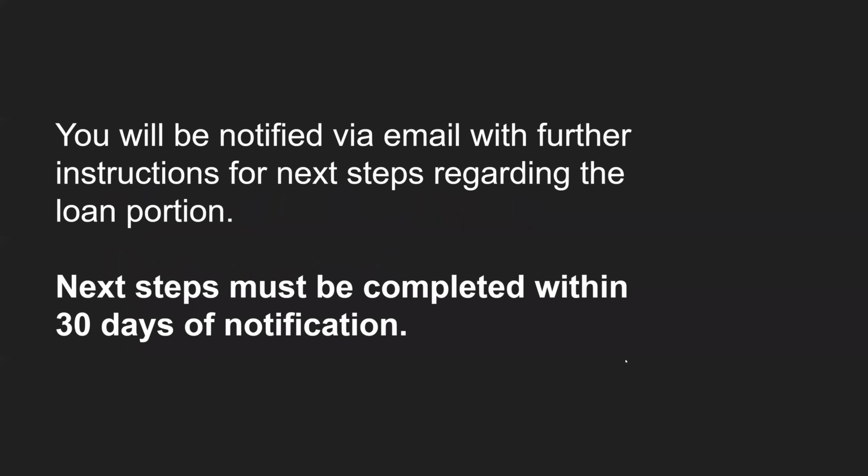Loan eligibility will be determined by the Small Business Administration based on your application submitted and how you completed your application. You will be notified via email with further instructions for the next step once your loan eligibility has been determined. The next steps from here on out will require completion within 30 days of the notification. So again, it's important to be timely in checking your email and just verifying that you're not missing any communication from SBA.